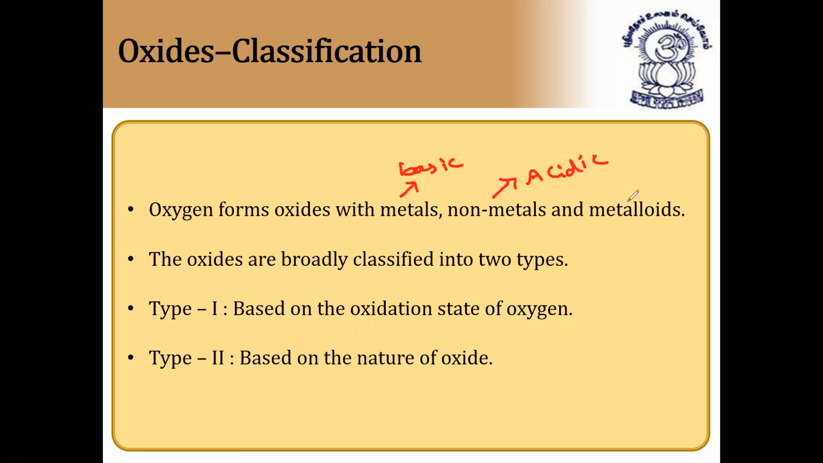And amphoteric oxides, these are nothing but amphoteric in nature. Metalloid oxides are amphoteric in nature. Please note down this point, very important. So type 1 is based on the oxidation state of oxygen, and type 2 is based on the nature of oxides.